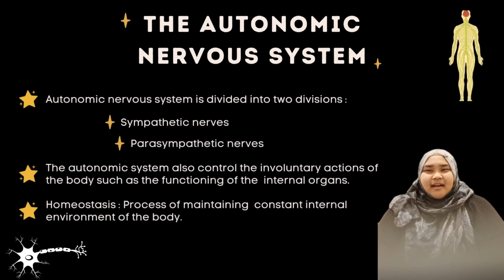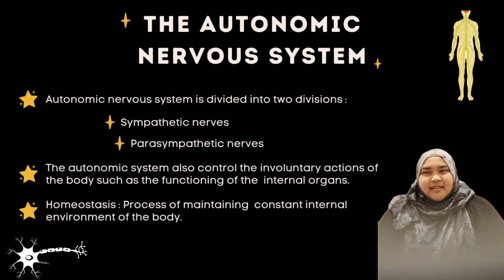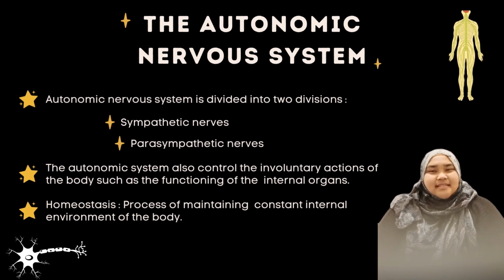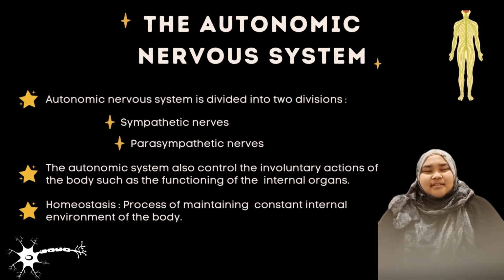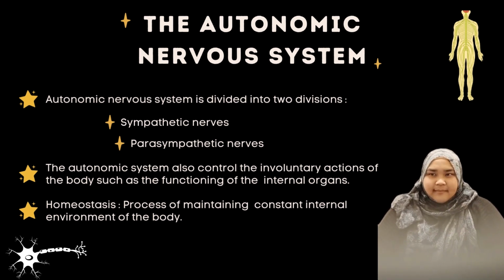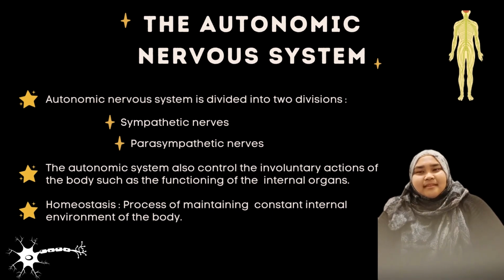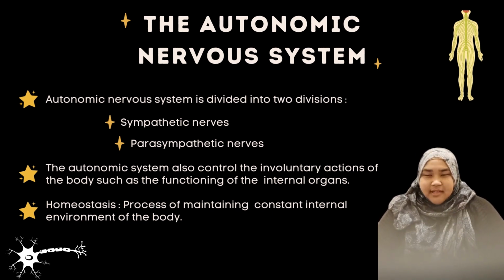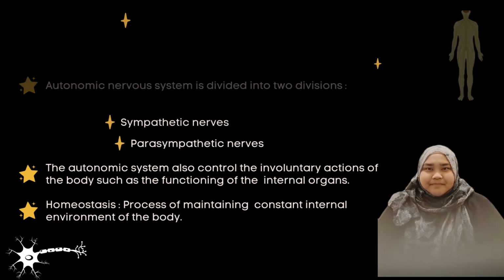The autonomic nervous system is divided into two parts, which are the sympathetic nerve and the parasympathetic nerve. This system also controls the involuntary actions of the body, such as the functioning of the internal organs. As for homeostasis, it means the process of maintaining the constant internal environment of the body, where it balances the activity of the other divisions.